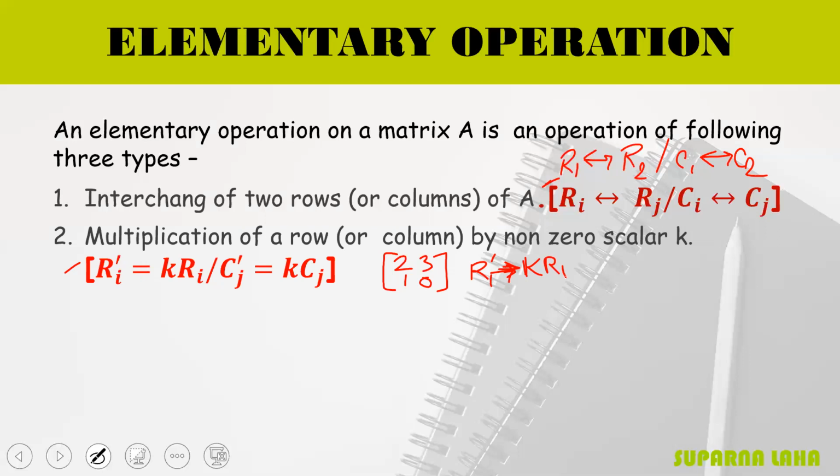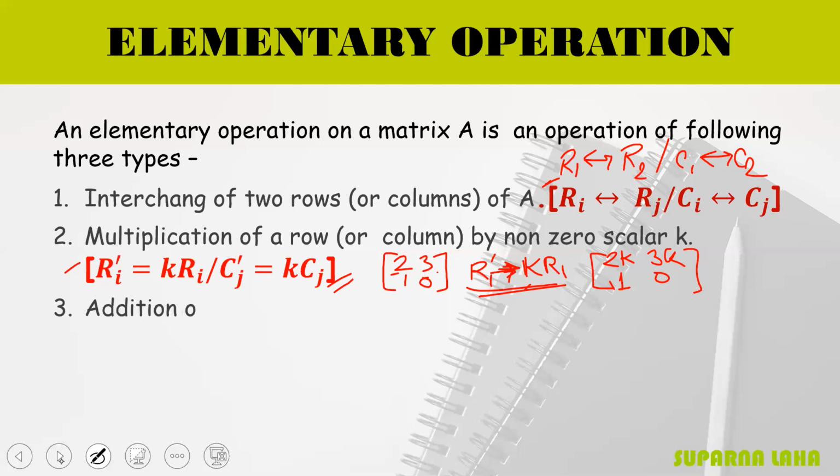So after this operation we can write this as 2k 3k and 1 0. The second row will remain the same, only we will change the first row. This is 2k and 3k. We have to multiply k with each and every element present in this row, and the same thing happens for a column. This is the mathematical representation, that is, I am replacing the jth column with k into the previous jth column. So this is the second one.